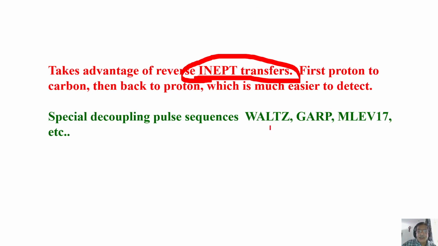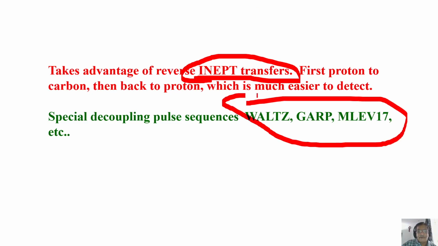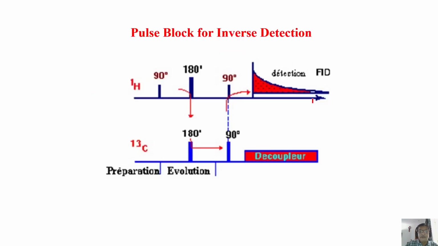So we have combined this with a variety of decoupling sequences like WALTZ, GARP, MLEV. These are all pulse sequences used for decoupling. I told you about heteronuclear decoupling by CW. I also mentioned GARP and WALTZ pulse sequences, which you can apply for decoupling. So finally, when you do this first INEPT transfer and reverse INEPT transfer, while detecting the proton, you can also do decoupling.